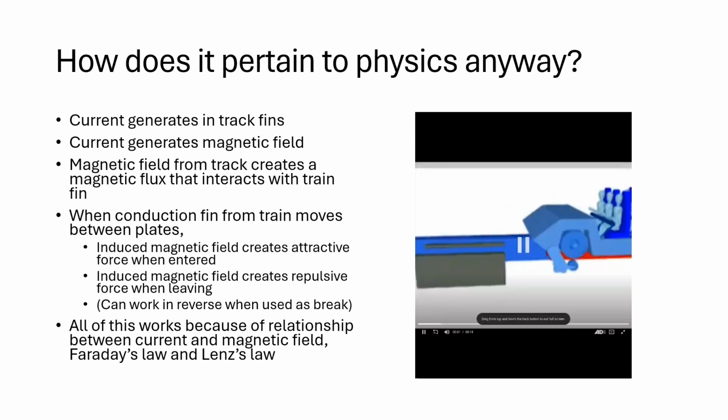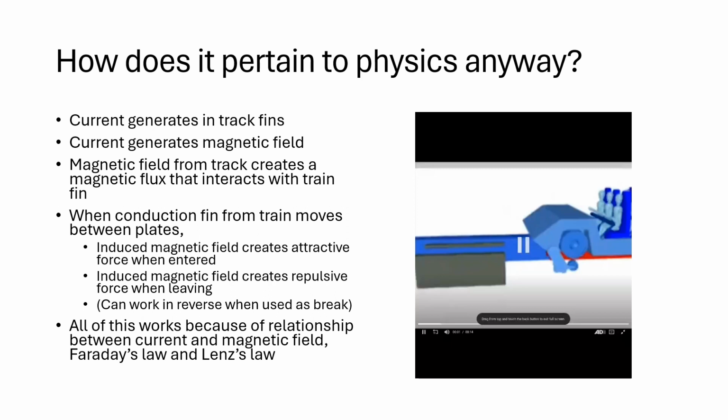How does this actually relate to physics, anyway? So there's current generated in the track fins, connected to some power source. That current generates a magnetic field. And from that, the magnetic field from the track creates some sort of magnetic flux. It increases or decreases magnetic flux, and that interacts with the train fin.